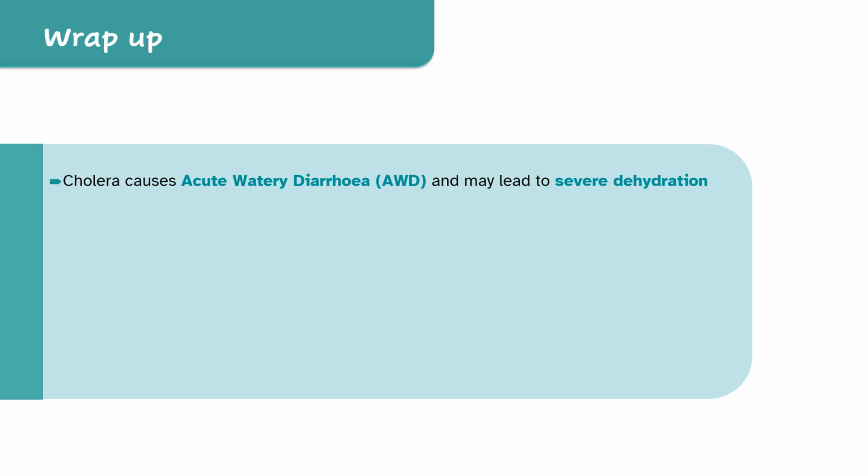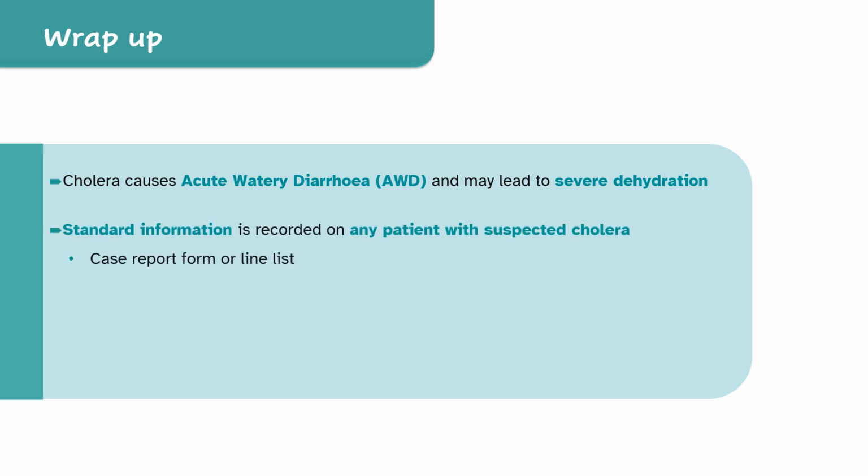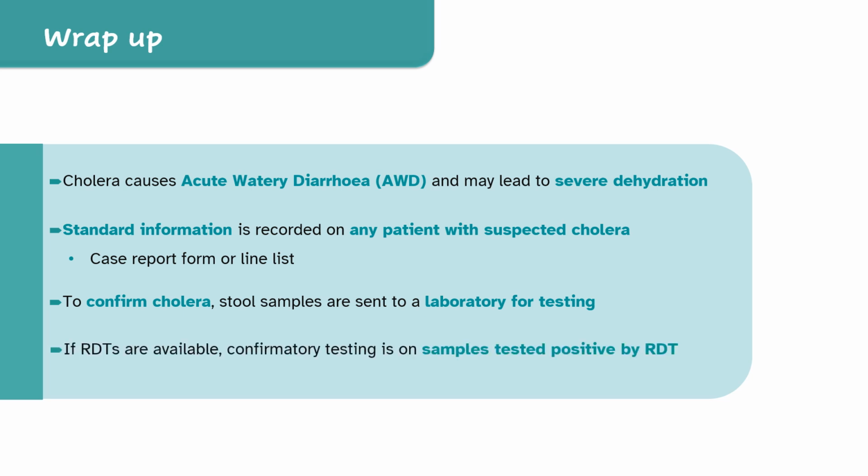As we wrap up this module, here are the important points to remember. Cholera causes acute watery diarrhea, AWD, which may lead to severe dehydration. Healthcare workers record standard information on any patient with suspected cholera. This can be in a case report form or in a line list. To confirm cholera, stool samples are sent to a laboratory for testing. If RDT are available, they are useful screening tools to triage samples for laboratory confirmation. Only samples tested positive by RDT are sent for confirmatory testing.